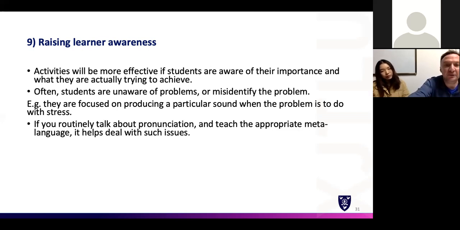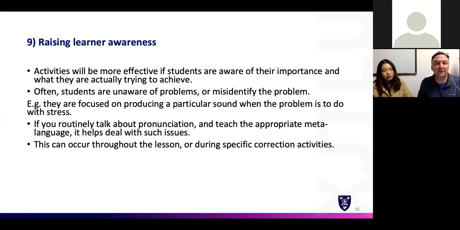The other thing is, if you routinely talk about pronunciation and teach the appropriate meta-language, it helps deal with such issues. And this can occur throughout the lesson or during specific correction activities. I don't think students necessarily need to know all the terminology. I think in EAP, sometimes teachers have a tendency to give too much terminology, and we sometimes teach things that students don't really need to know. Similarly, with pronunciation, they don't need to know everything, but it's good to be aware of the features like intrusive sounds and so on, the role of the schwa and so on.